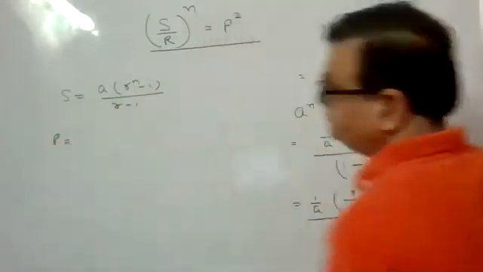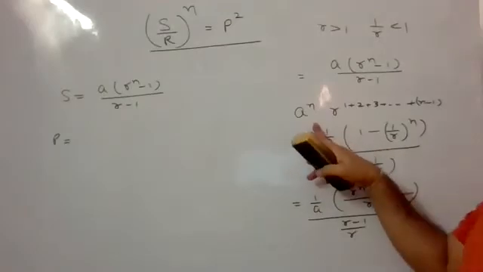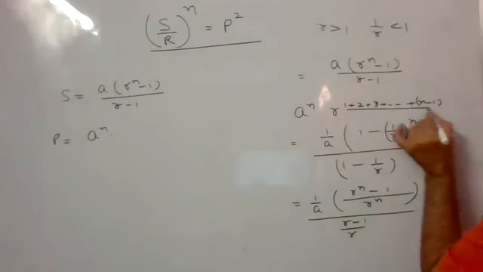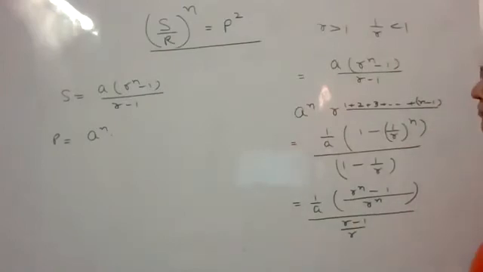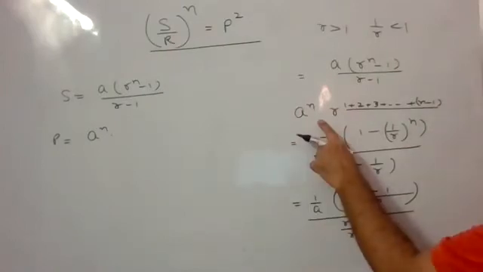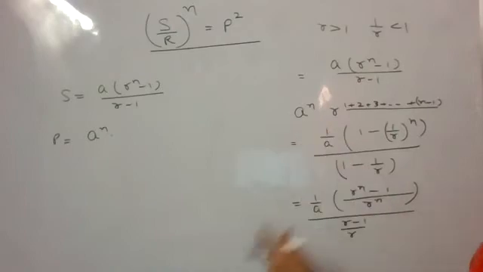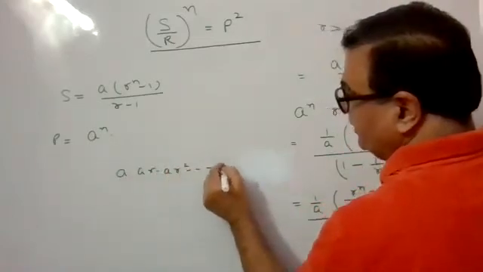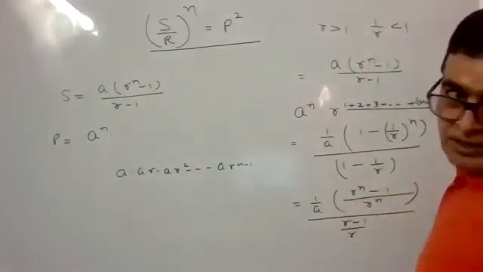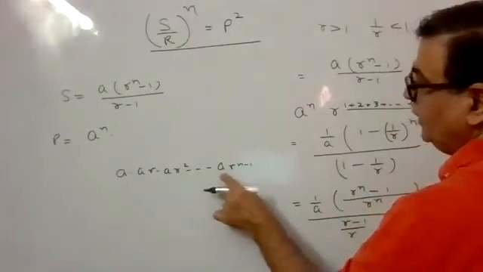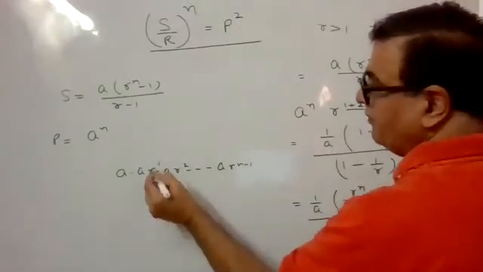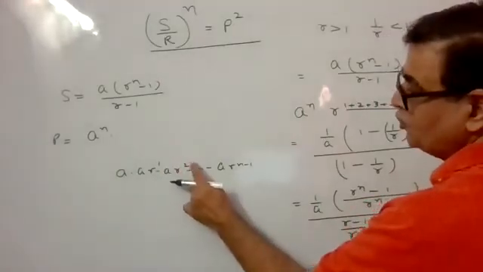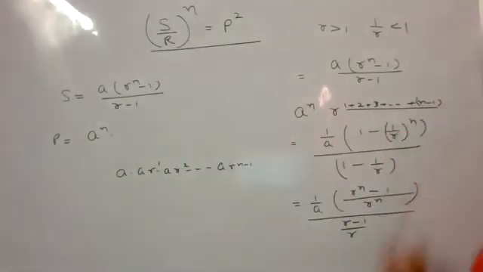But what about P? P में देखो a power n आपके पास ऑलरेडी है. ये इसकी power R. It was a into AR squared till AR n minus 1. A into A into A into A into A, how many times? A power n. R की power क्या होगी? Base is same, so power will add up. So 1 plus 2 plus 3 till n minus 1.